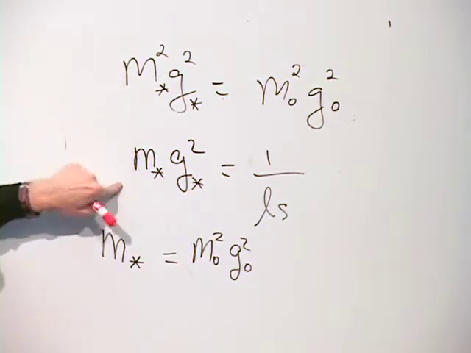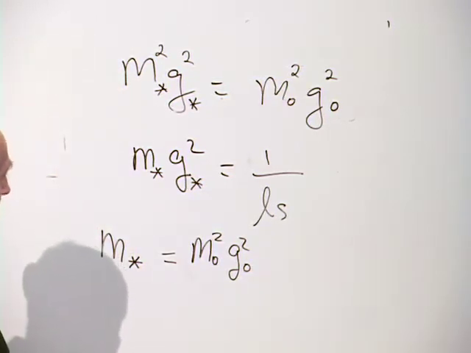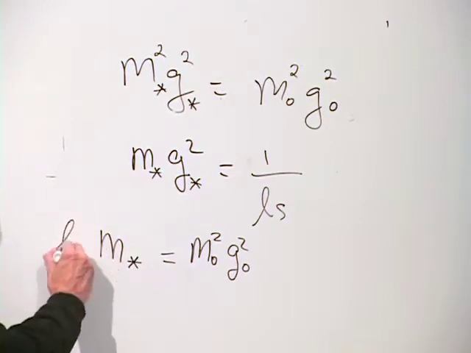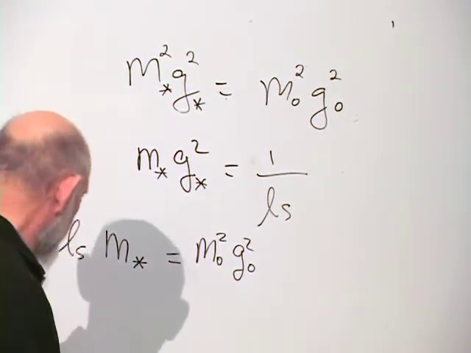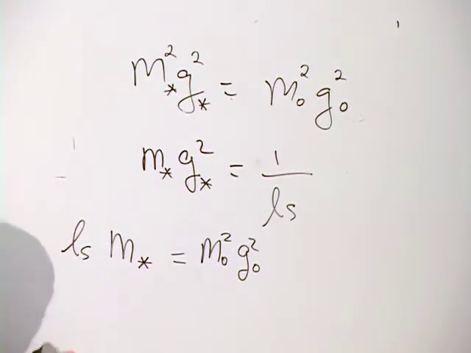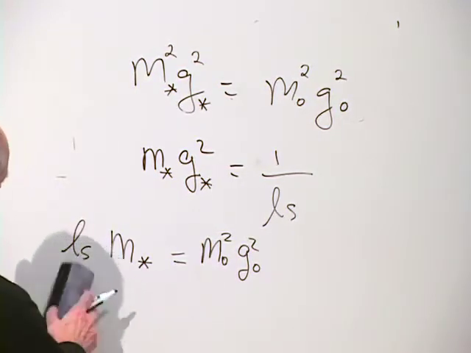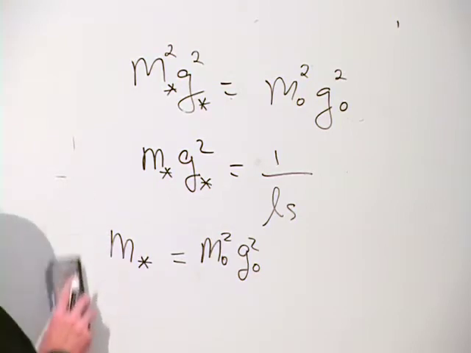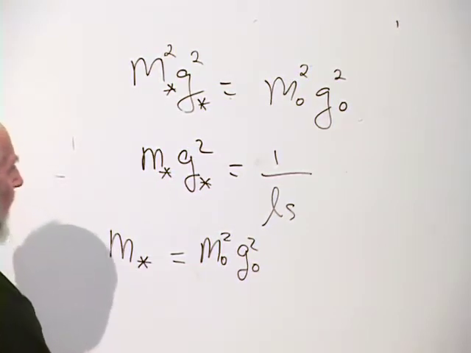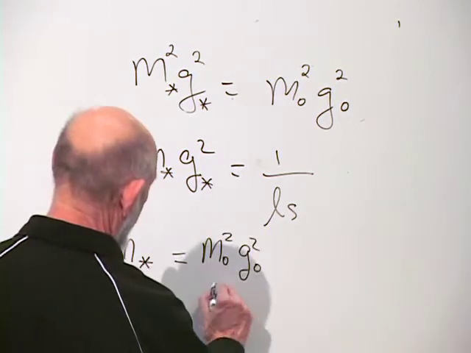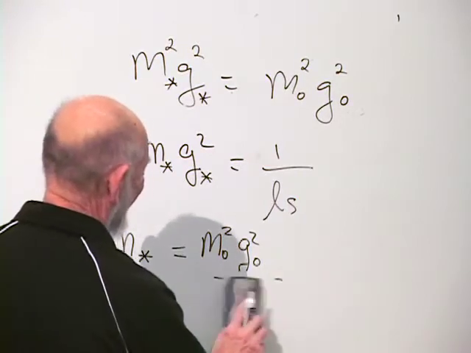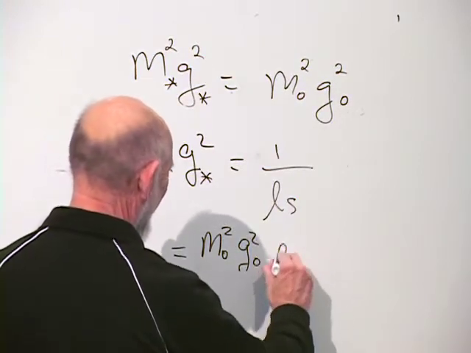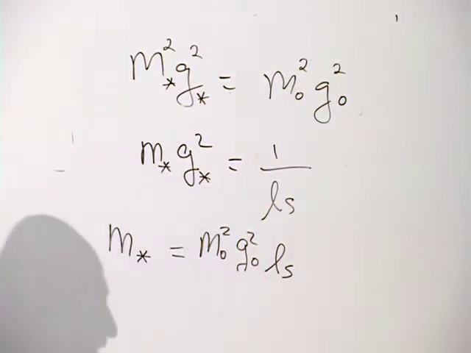Dividing by 1 over L string is like multiplying by L string. So L string has to be on top, upstairs. You're dividing one equation by the other equation. Yes, L string, good. Now I think we have it right.